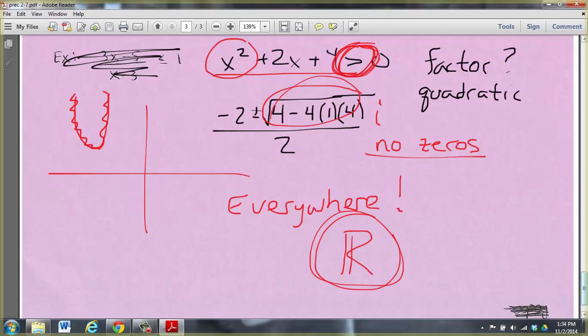Okay, the same exact thing could happen the other way. If instead of being a positive or a greater than 0, if that were a less than 0, well then there would be no possible answers. Okay, so there would be no solution in that case.